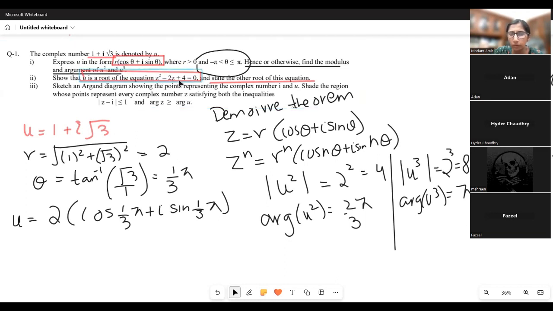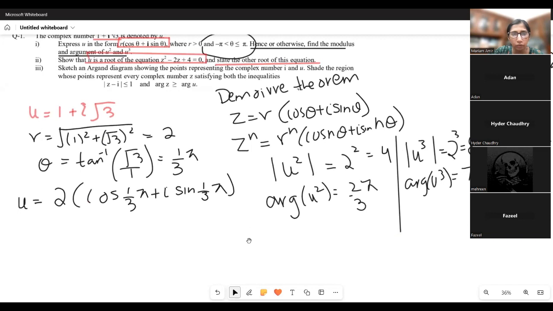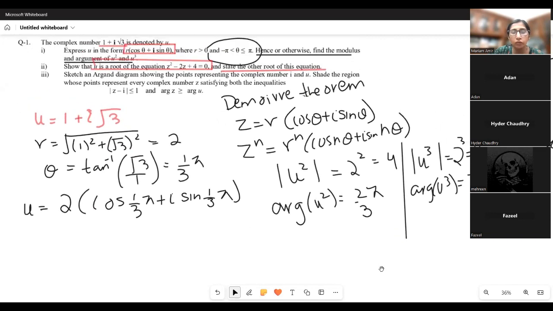Anyway, so back to that question: show that u is a root of this. So अब हमें इसमें u substitute कर लेते हैं और देखते हैं कि we should get 0. So I'm going to do that. You may use the polar form or you may not use the polar form. It's up to you. Polar form use कर लें. Since we already have that in polar form, I'm going to use polar form.